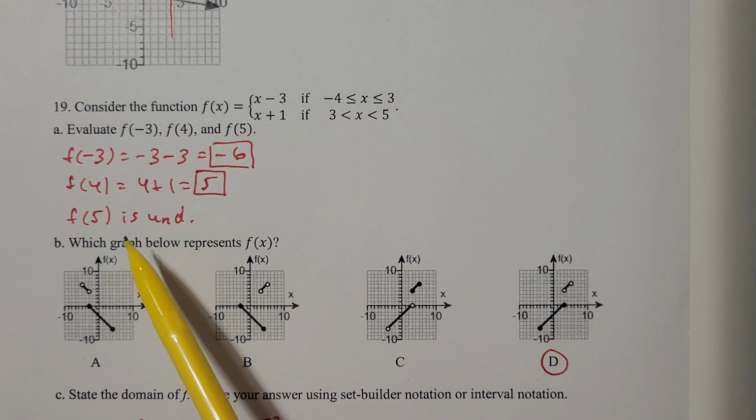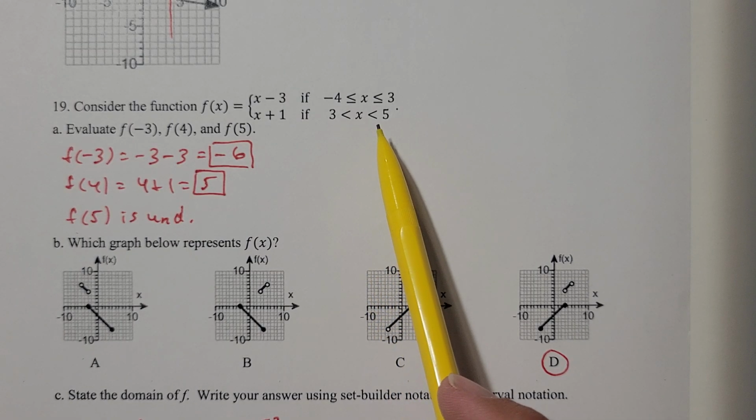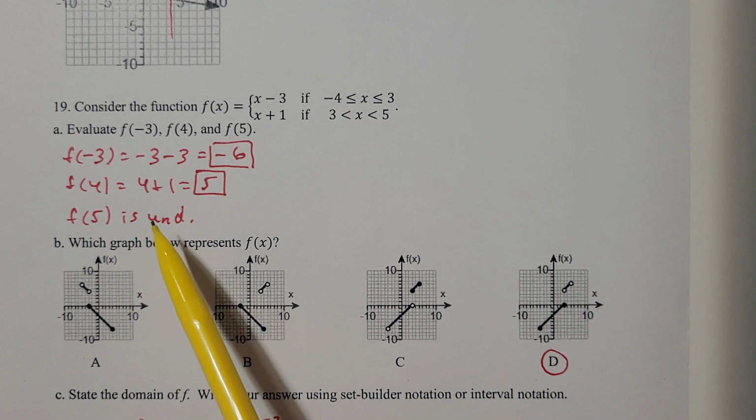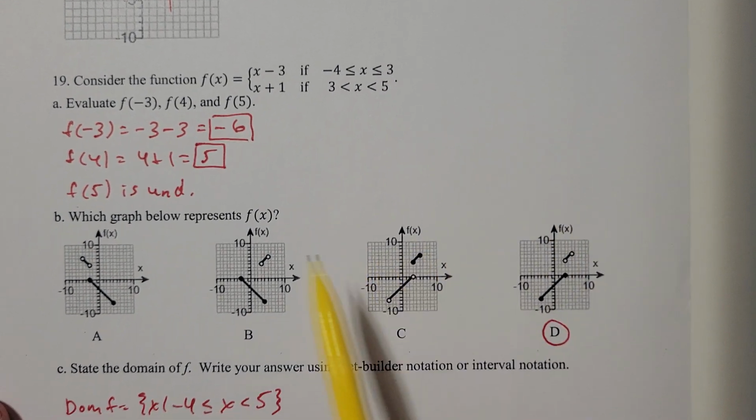F of 5. Well, this function is defined up to 5, but not including 5. So f of 5 would be an undefined value. Now, whenever I'm graphing a piecewise function, there's going to be several pieces here. I have a closed circle whenever I'm including the number, and an open circle whenever I'm not including the number. I'll talk about that again in part B here.